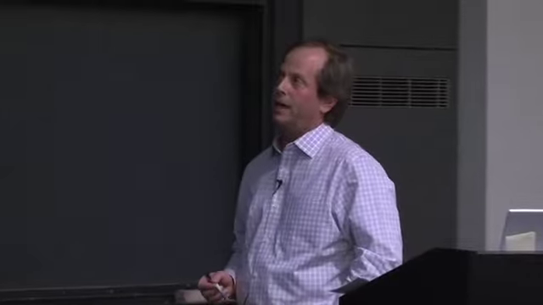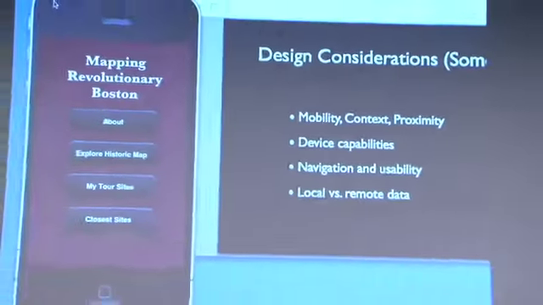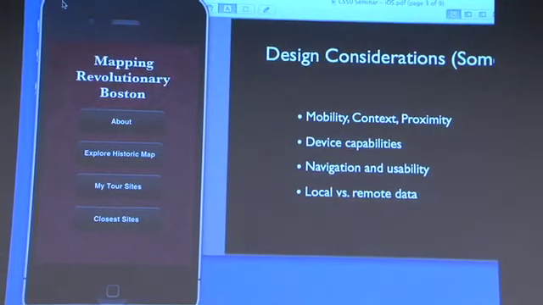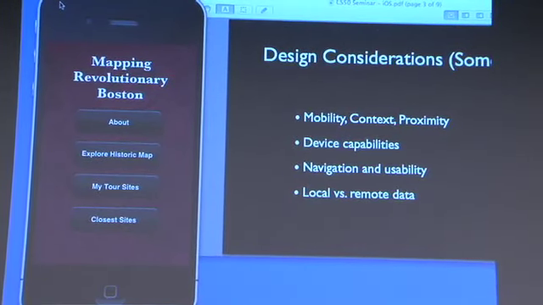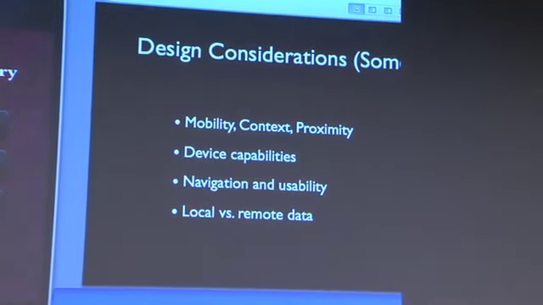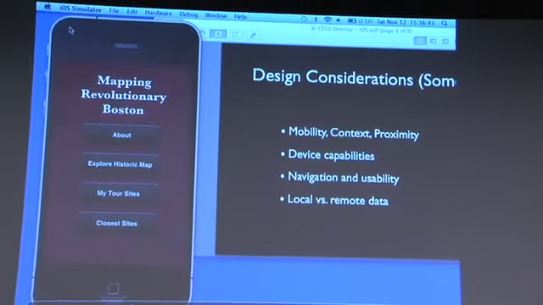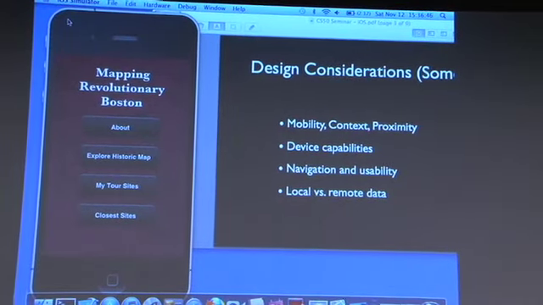So the key design considerations that I wanted to highlight are around these 4 areas: mobility, context, and proximity; device capabilities; navigation and usability; and then the choice you have to make about local versus remote data, given the connectivity issues. So the first point is around mobility.